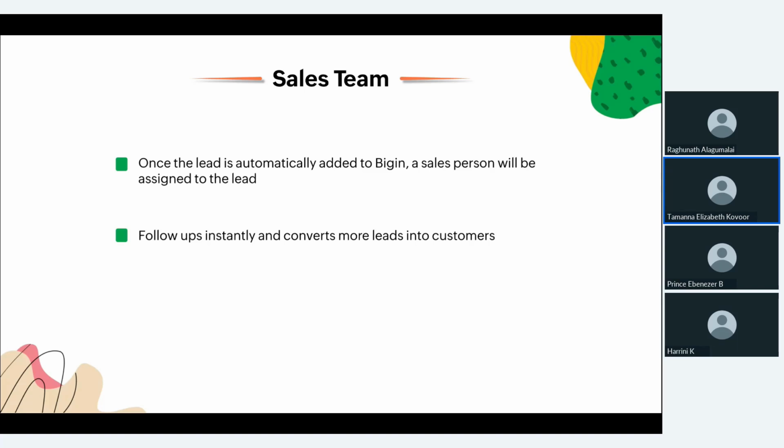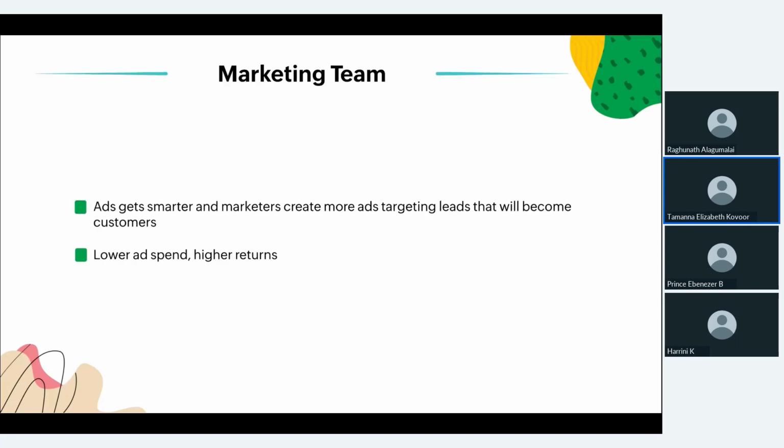What about the marketing team? Well, the marketing team knows exactly whom to target because they have the success data, the conversion data. With Bigin, she can see the lead's entire journey and understand who her actual buying customers are. So they spend less on ads and get higher returns.